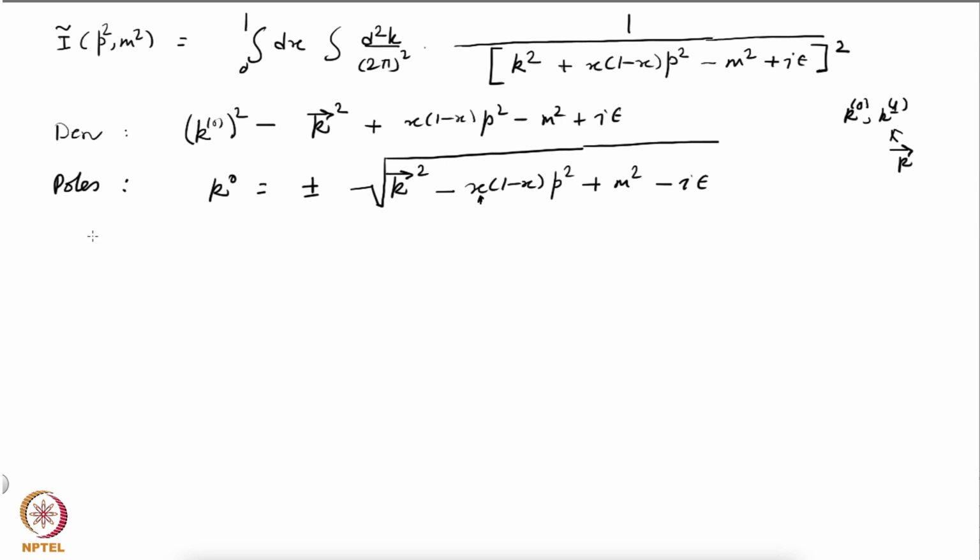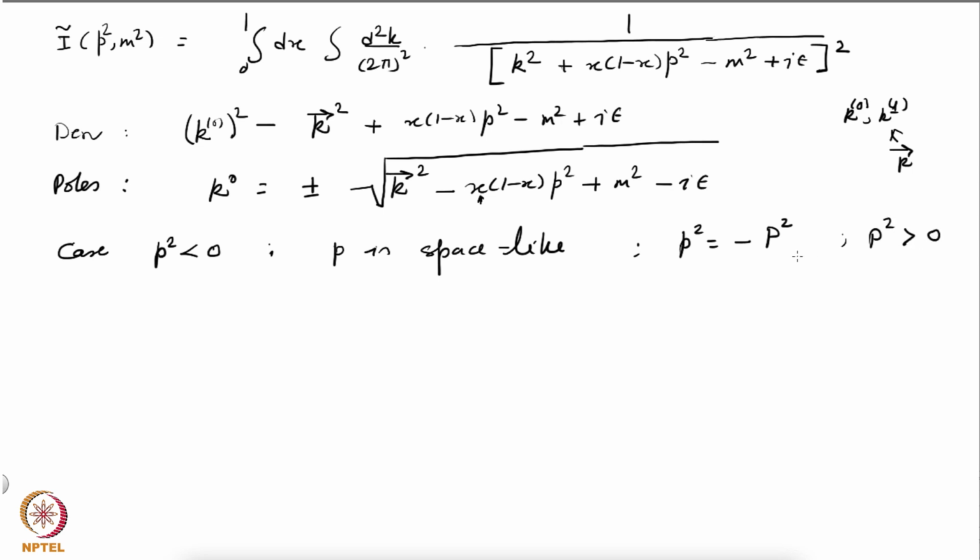So what I'll do is I'll take the case p square less than 0, meaning p is space-like. Just choose this configuration. Other p square configurations are also present. You can work for those also, but I want to look at the case when p square is less than 0 and see what happens then. If p square is negative, space-like, then this term minus x times 1 minus x p square becomes positive. So let me define p square to be minus capital P square, where capital P square is positive. This minus sign takes care of the fact that p square is space-like.